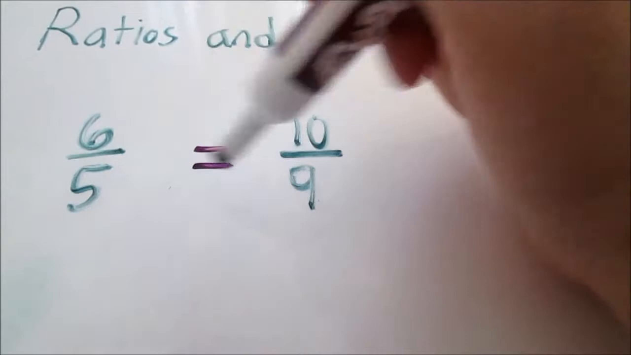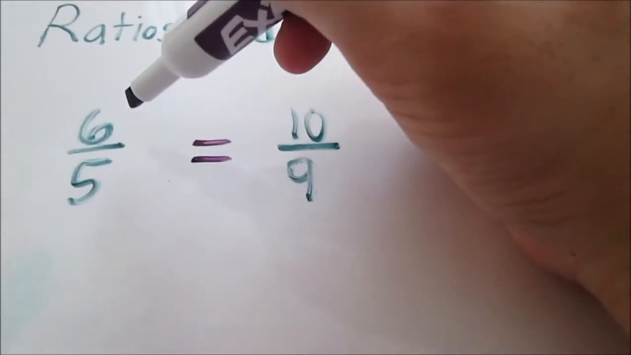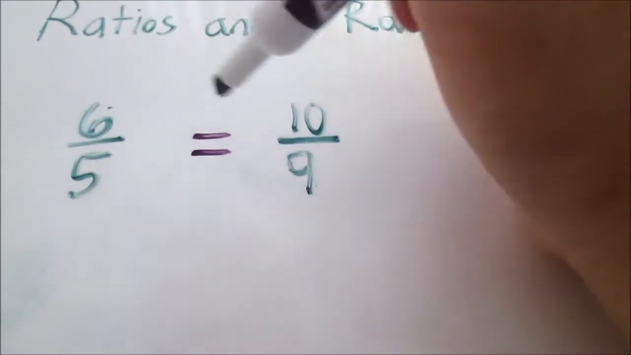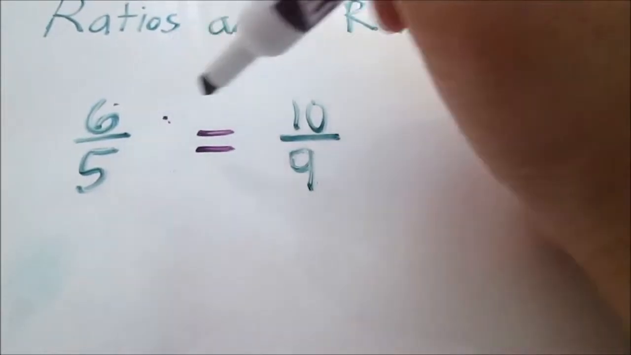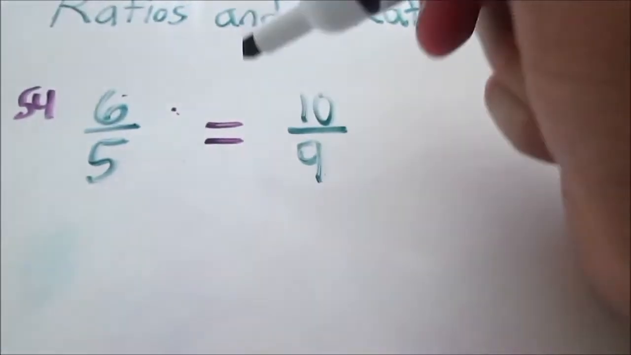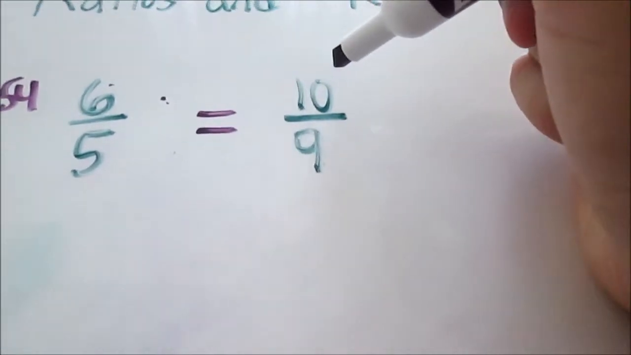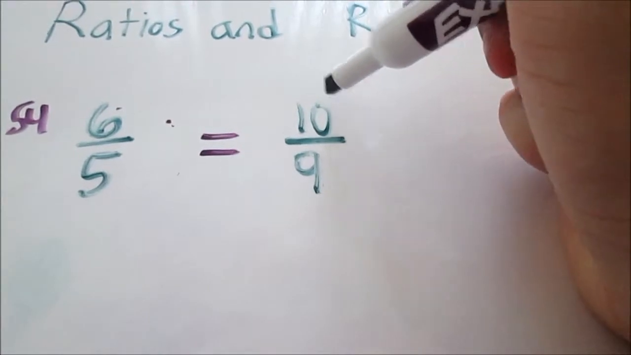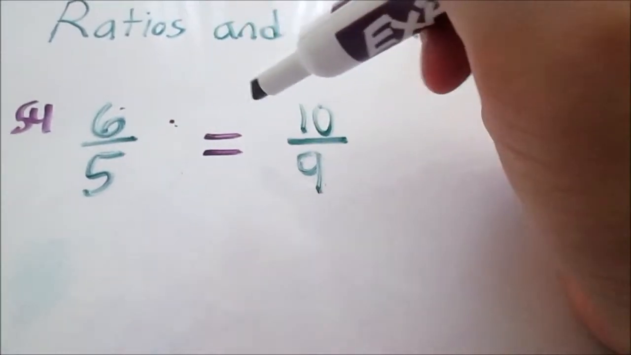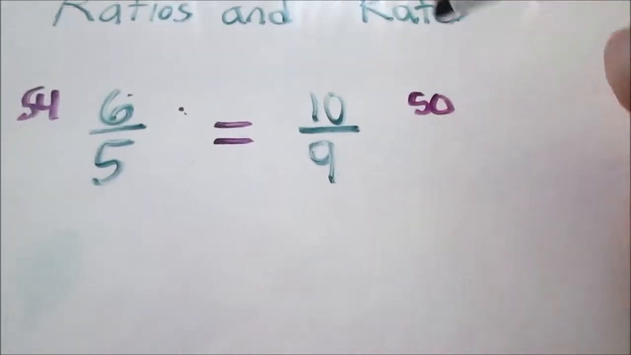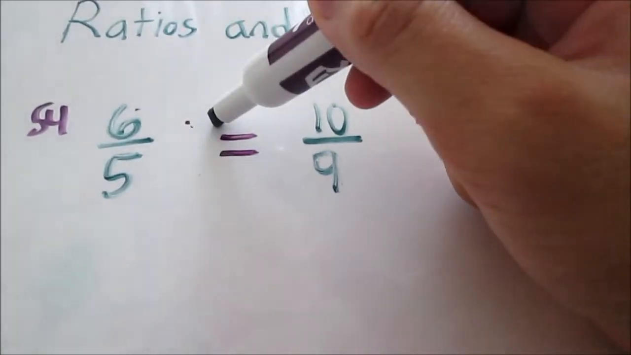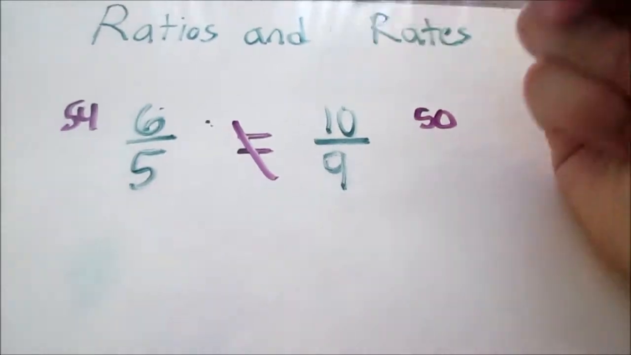Now, I'm going to see if these two ratios are equal by cross multiplying. I take the top number on the left and multiply by the bottom number on the right. So 6 times 9 is 54. I'm going to write it over here. And on the right side on the top and the bottom side on the left, I'm going to multiply 10 times 5, I get 50. Those are not equal, so that means these ratios are not equal.